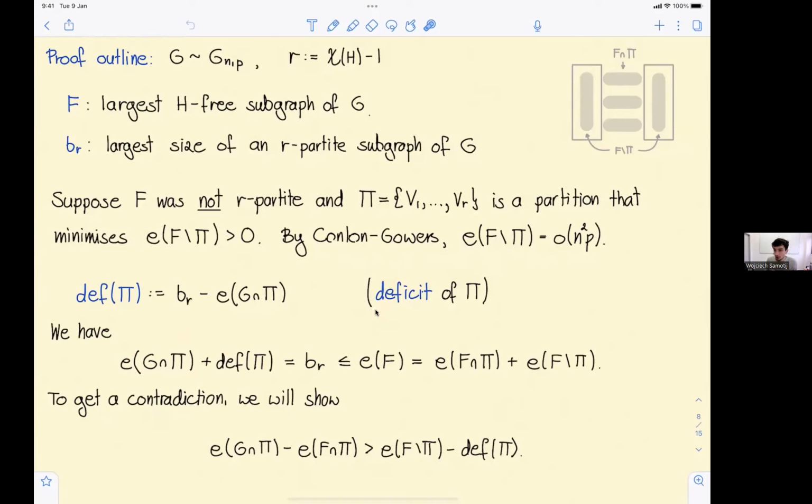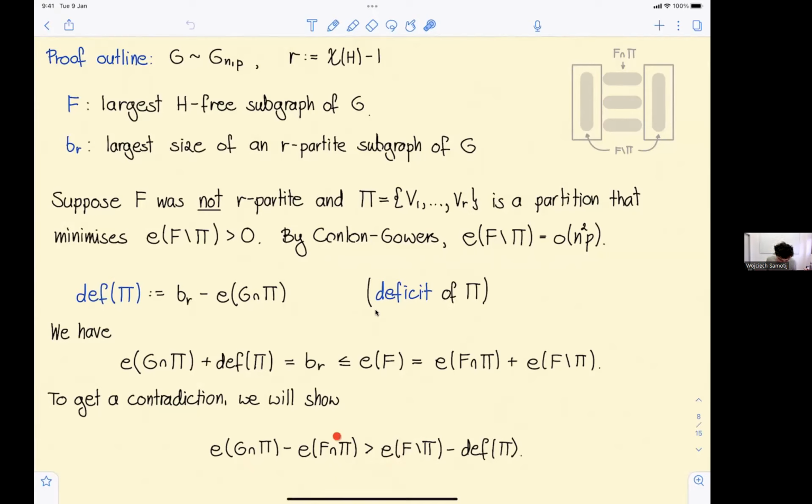And to get a contradiction here, it would be enough to get a reverse inequality, meaning that among the edges crossing the partition, the number of edges that belong to G but not to F is strictly larger than the number of edges of F that do not cross the partition minus the deficit. So in particular, if F, say, had only one edge not crossing the partition, and the optimal partition of G would be the same as the optimal partition of F, then we need to show that we had to delete more than one edge from the edges crossing the partition, so that we couldn't add this edge to F for free.